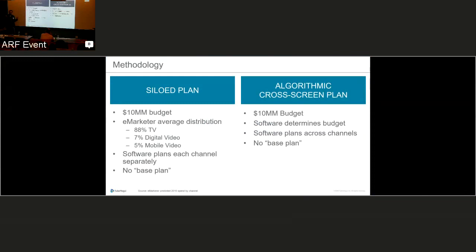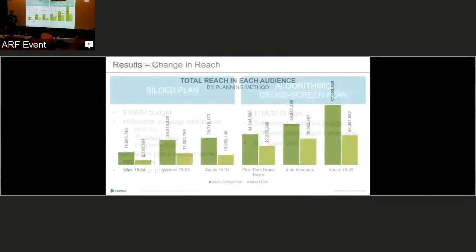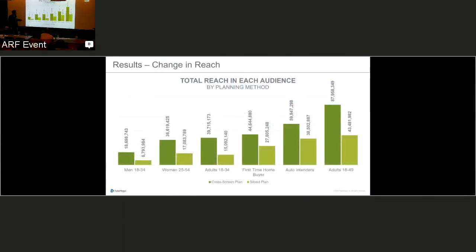And so we gave them both $10 million, and we did this across numerous audiences. We gave them both $10 million and said, how many people can you find for that $10 million in a quarter, by the way? The answer is, if you look across, we did this for a number of different groups, and the answer is, in dark green, the algorithm, a lot more than in light green, the siloed plan. Like a lot more, more than I anticipated, a lot more.